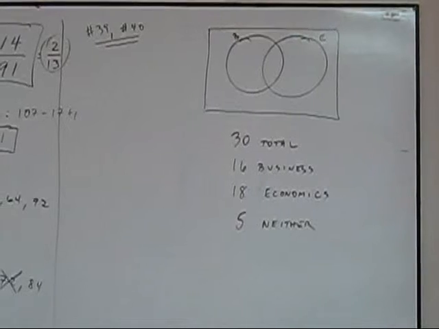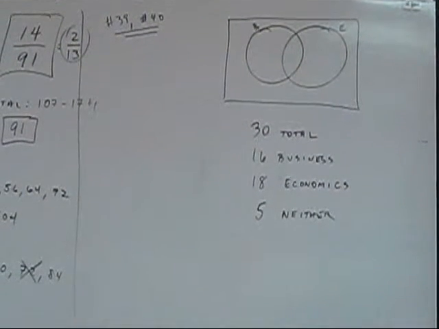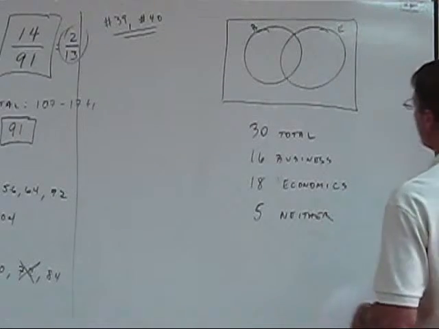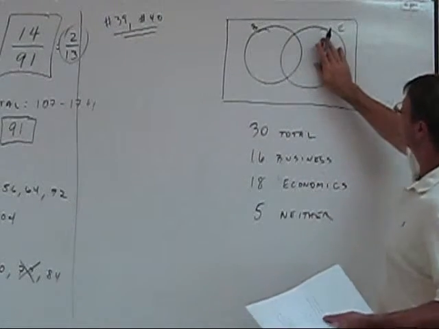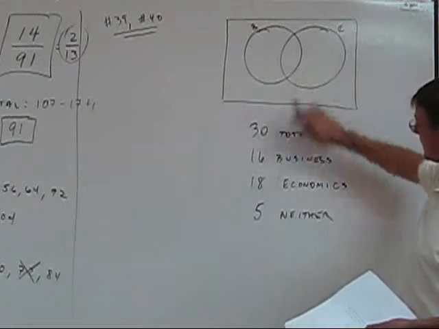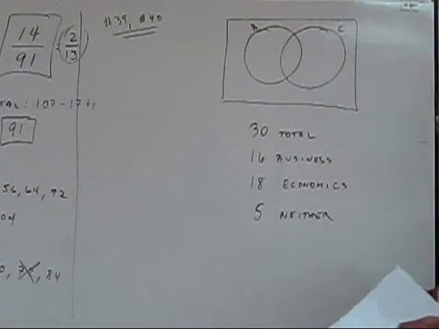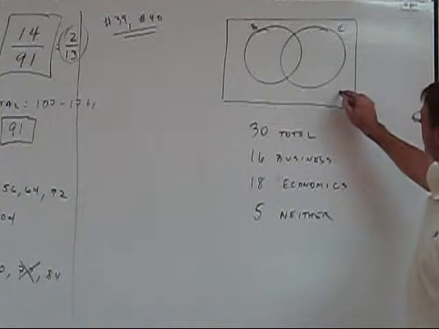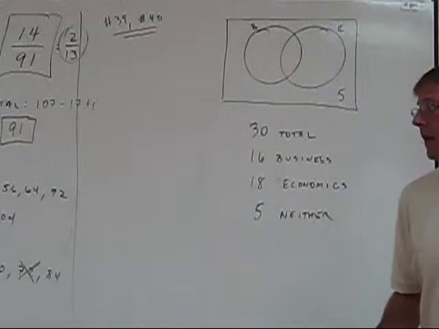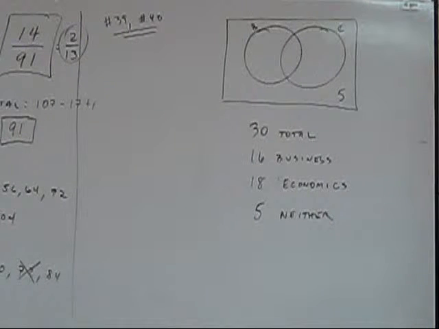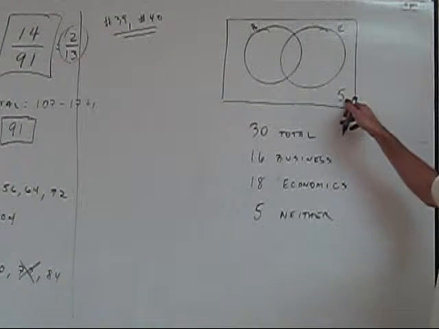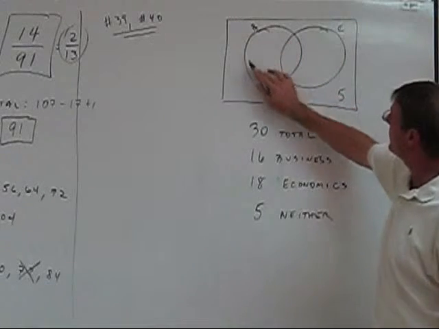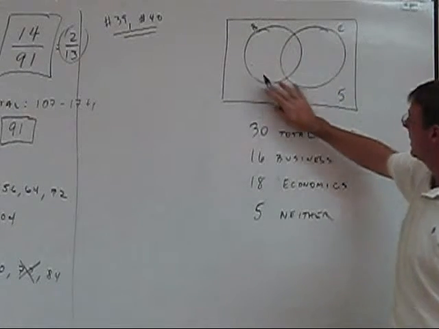All right, let's look at number 39 and 40. It says, first of all, we have 30 students total. Some of them study business. Some of them study economics. 16 study business, 18 study economics. 5 study neither. The place where we put the 5 that study neither is out here. Okay, now we have 30 total. We've already accounted for 5. So that must mean that there are 25 that need to be in here.